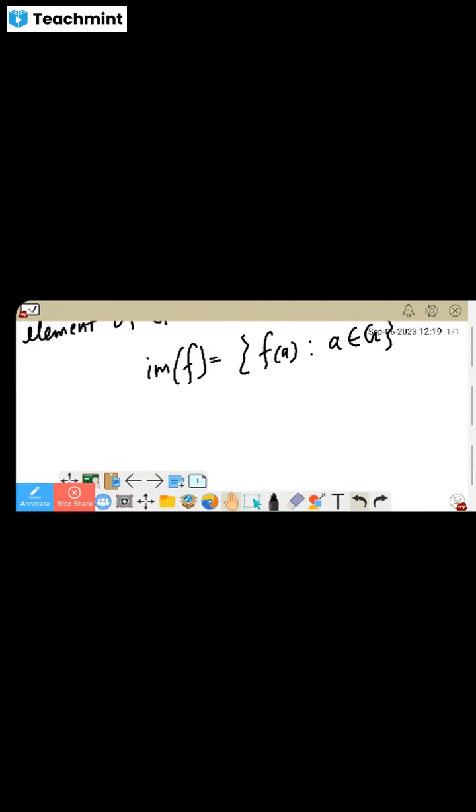So this is the group homomorphism and its kernel and image. Shall we do the next topic now, or do you want to ask anything? No, okay, ma'am.